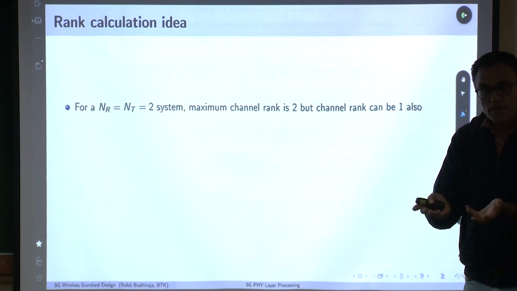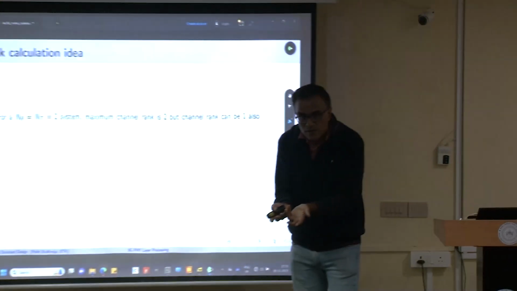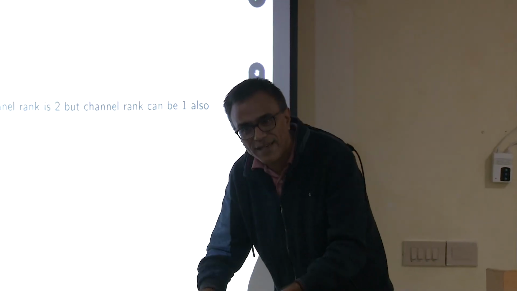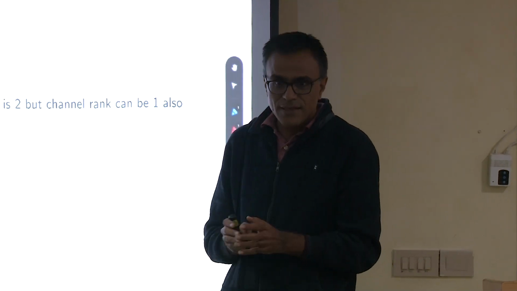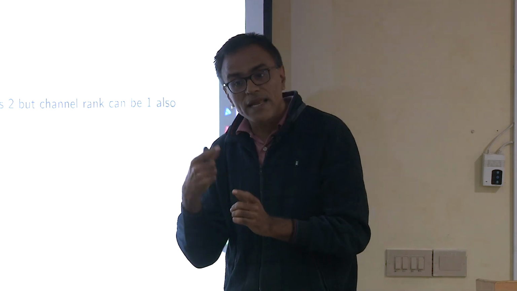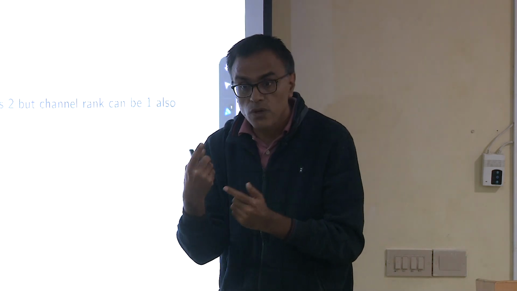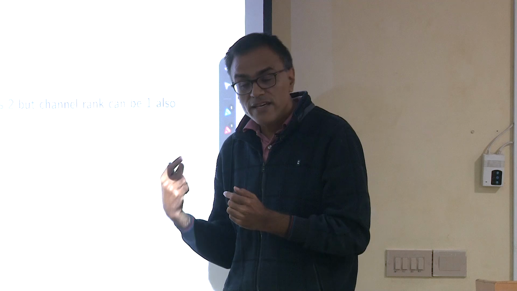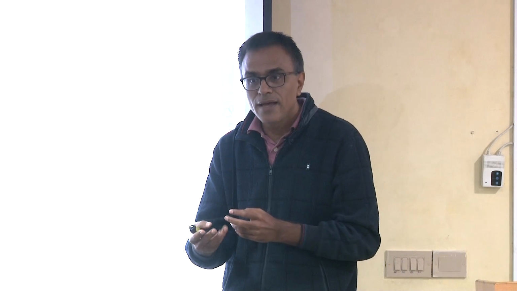If the rank can be 1 or 2, the user needs to find that out also, because the user only has the channel information. If the rank is 1, how many layers can the base station transmit? Only 1. If the rank is 2, it can transmit 2 layers. And the UE will feed back that information also to the base station.